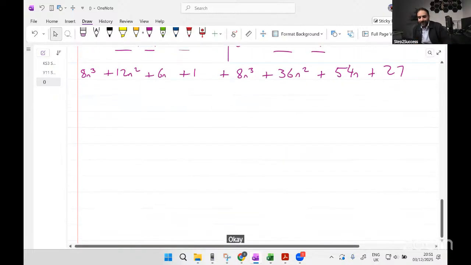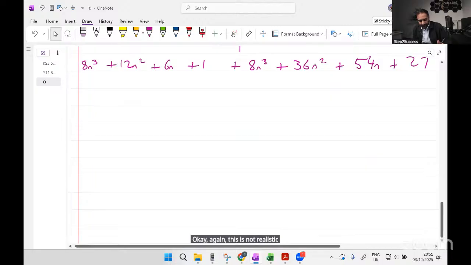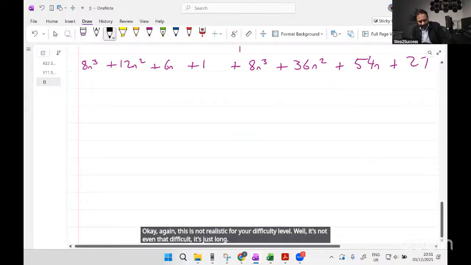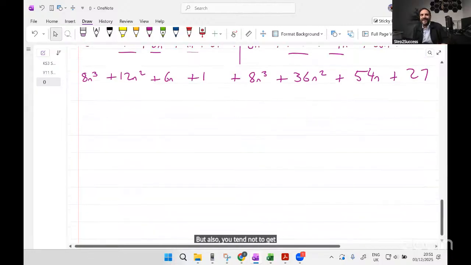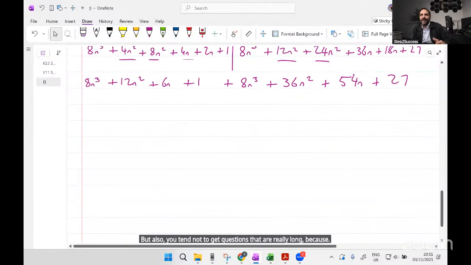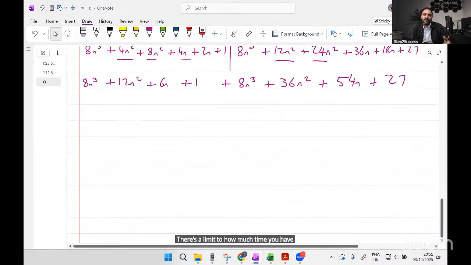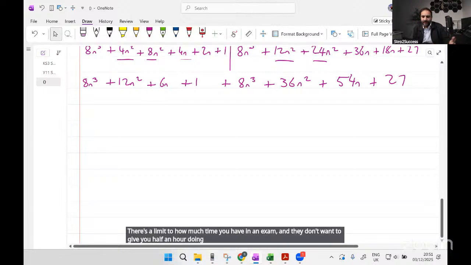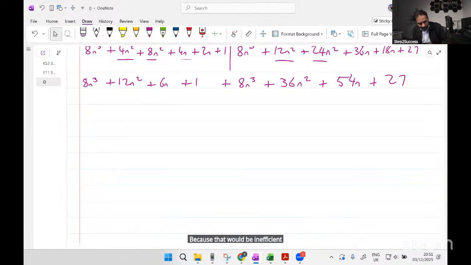Okay. Again, this is not realistic for your difficulty level. Well, it's not even that difficult. It's just long. But also, you tend not to get questions that are really long because there's a limit to how much time you have in an exam, and they don't want to give you half an hour doing one question because that would be inefficient. So that's why it's unrealistic.